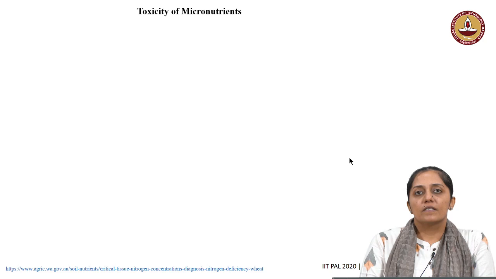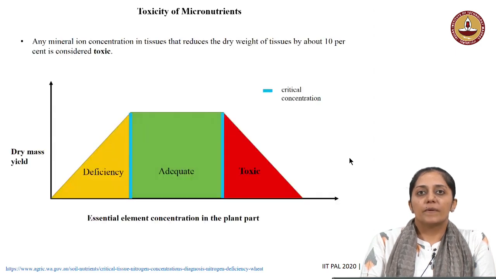Now, let us see what is toxicity of these essential elements. So, today we are going to see toxicity symptoms caused by the excess of micronutrients present in the plant. To understand what is toxicity, any mineral ion concentration in the tissues that can reduce the dry weight of the tissue by about 10% is considered as toxic.